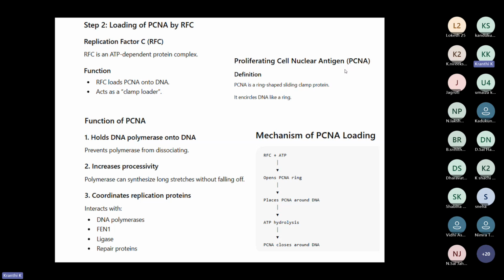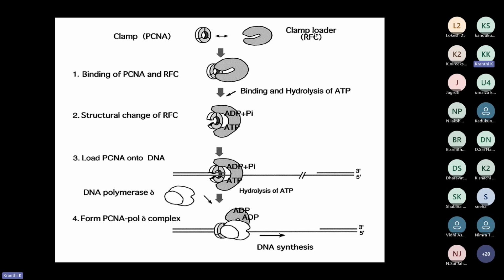Then what happens? This clamp loader, with the hydrolysis of ATP, will make a break in the PCNA. Sorry, this is a PCNA, right? So this is a coiled one, then it makes a break. When there is a break, the DNA will easily get inserted in this break, because it has to coil around the DNA.